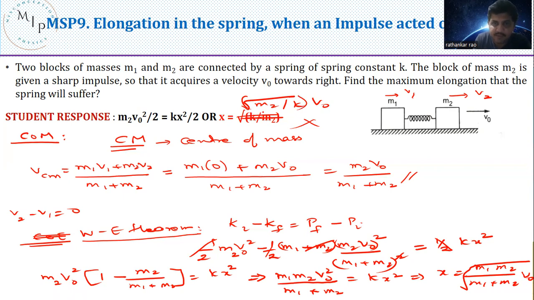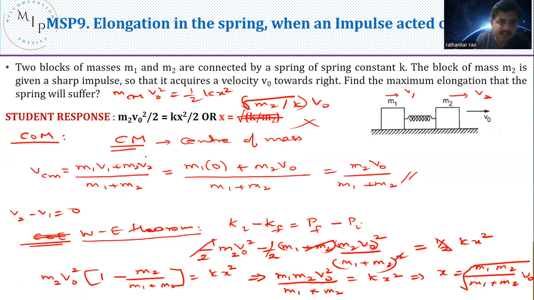And instead of this m2, I've replaced this m2 by m1 m2 by m1 plus m2. What does this tell you? Can you think of what it tells you now? It tells you that the mass I am considering here, because both of them are moving at the same velocity, I can write it like this. Instead of writing m2 here, I should just say this as mcm. If you are working with this problem, then from the center of mass frame, I can just write half mcm into v0 square equal to half k x square. As a result of it, you get the same expression here.